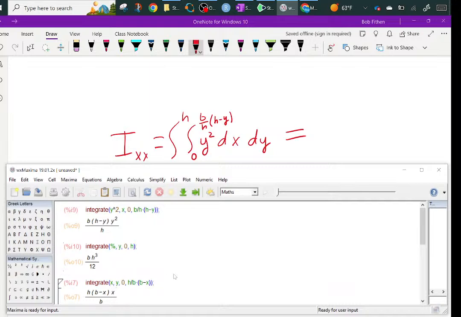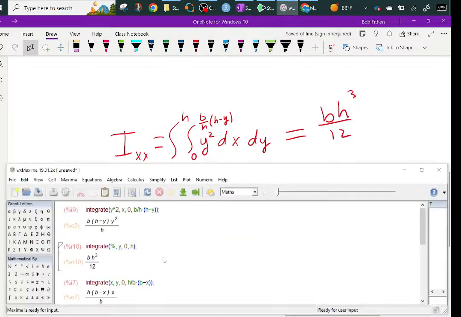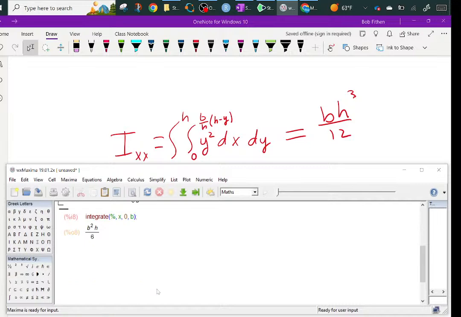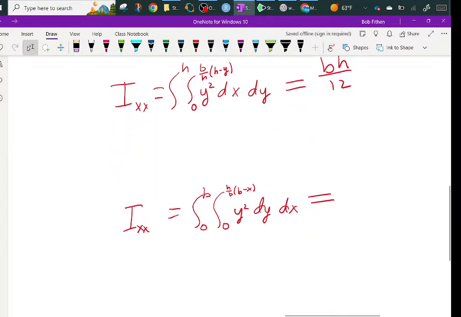Let me just write that down. BH to the third over 12. Okay, I'm going to integrate it the different way. I'm going to swap my sweeps. Sounds weird, you swap your sweeps. The integral is over y squared. Oops, sorry. Hold the shift, hit enter. And then hold the shift and hit enter again. BH to the third over 12.